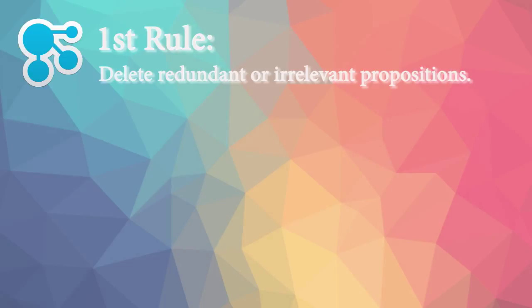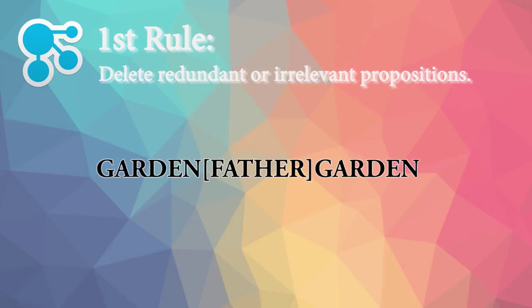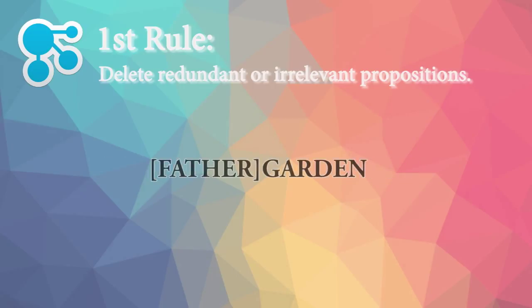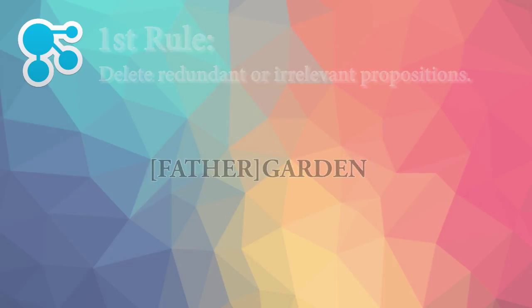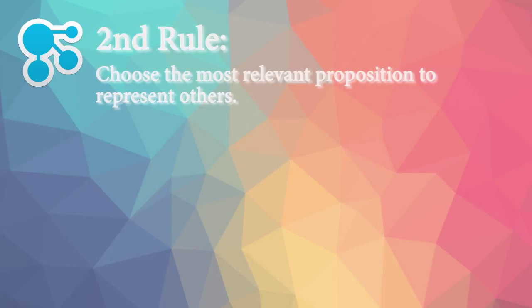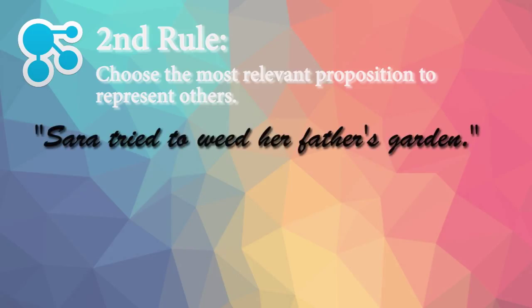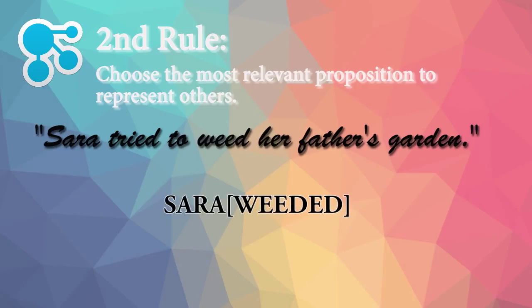First, delete redundant or irrelevant propositions. From the previous example, garden, father, garden can then just become father garden. Second rule, choose the most relevant proposition to represent others. For example, to represent all of the propositions in the first sentence, Sarah tried to weed her father's garden, choosing just Sarah weeded.